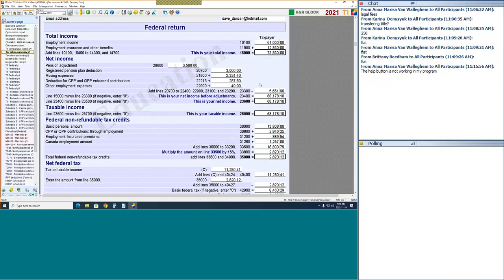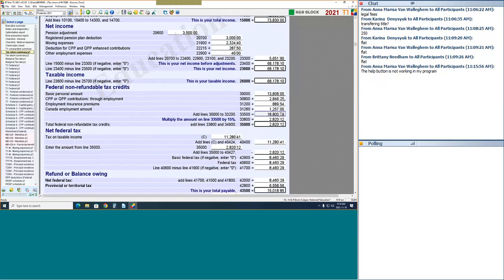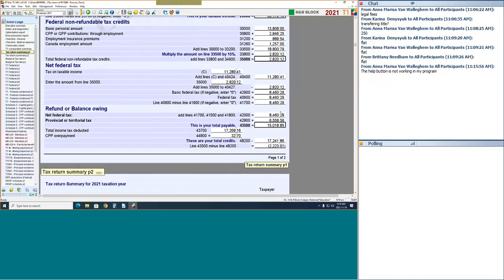So I can see that for Dave, I had employment income, there was some EI income from him, he had registered pension plan, he had moving expenses, he had other employment expenses. From the amount, I would know that that was from his working from home. And then it's going to show me his credits that we're claiming, his federal tax, provincial. So it's kind of the entire 8-page federal tax return summarized in one place.